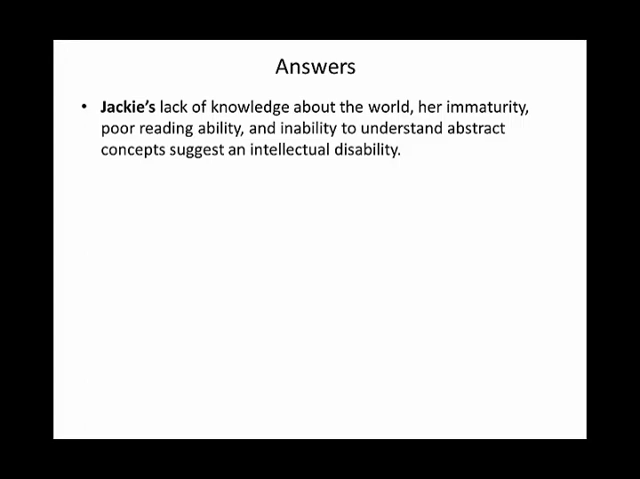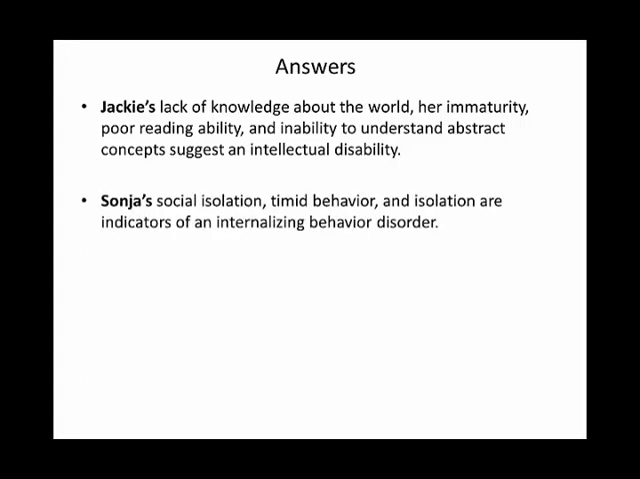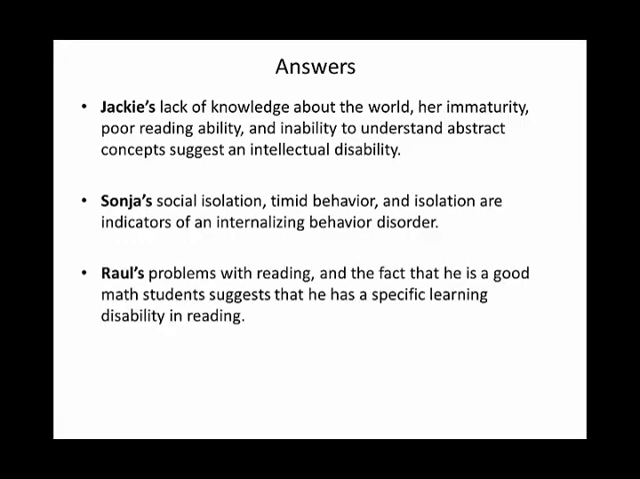Then there's Sonia. Sonia's social isolation, timid behavior, and isolation are indicators of an internalizing behavior disorder. And that could have an impact on her ability to perform academically. Then there's Raul and his problems with reading, and the fact that he's a very good math student might suggest that he has a specific learning disability in reading.